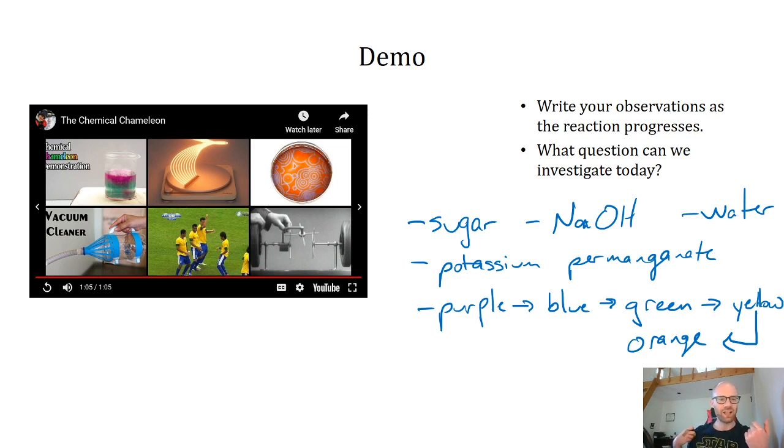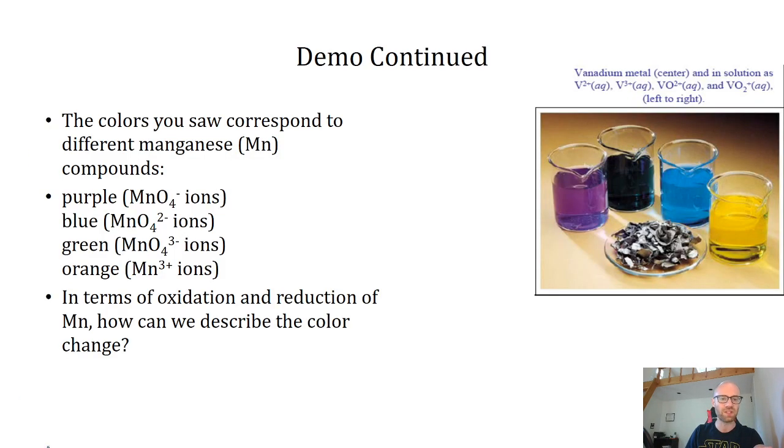Depends on the year. The one thing I will add is that this reaction was time lapsed. So this is a slow process, and I think this is something we can gather from most of these redox reactions. The colors you saw correspond to different manganese compounds.